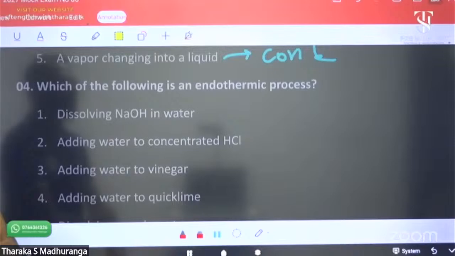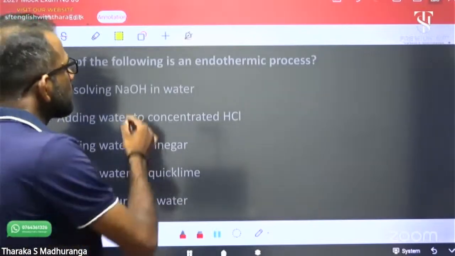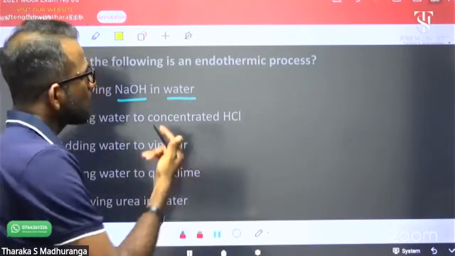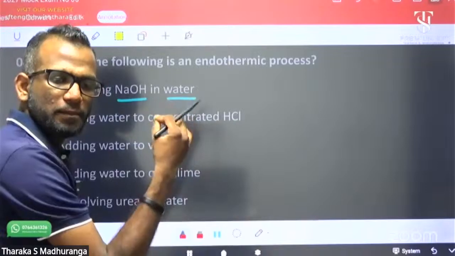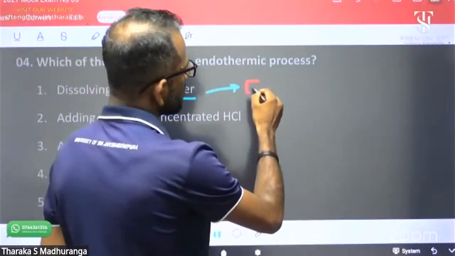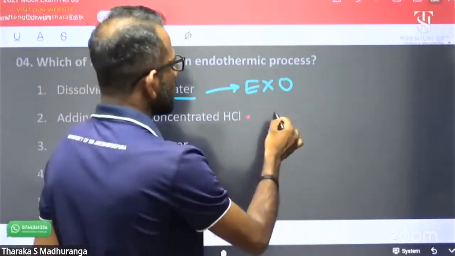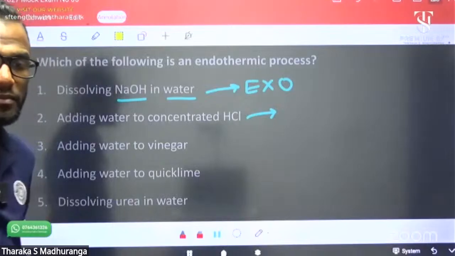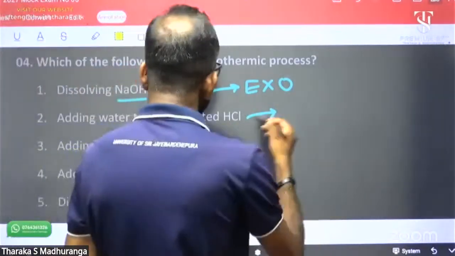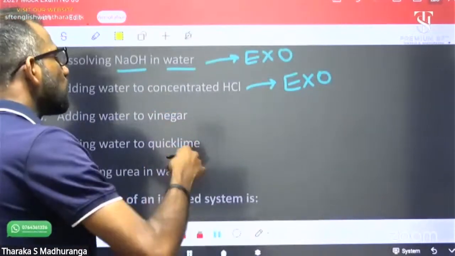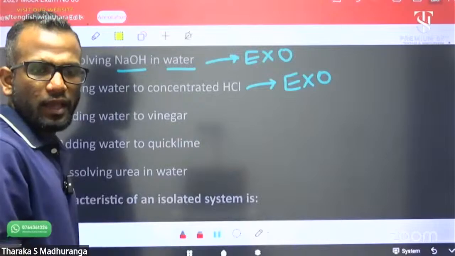Which of the following is an endothermic process? Okay, dissolving sodium hydroxide in water. Sodium hydroxide is a base, and base and water reactions are exothermic. Adding water to concentrated HCl. HCl is a powerful acid, and a powerful acid reacting with water is also exothermic. Adding water to vinegar.